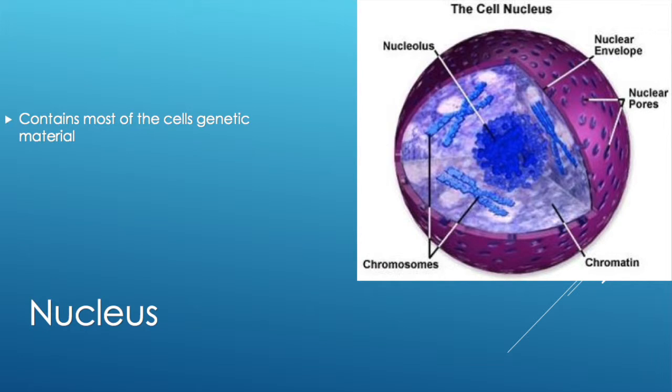Each cell contains this control center with instructions on how to run day-to-day operations and specialized functions. These instructions are your DNA, which is stored in its very own cellular glove compartment, the nucleus. The nucleus is a membrane-bound structure that contains the genetic material of a cell. Not all cells have nuclei, but many cells, such as those in plants, fungi, animals, and protists, contain these structures.